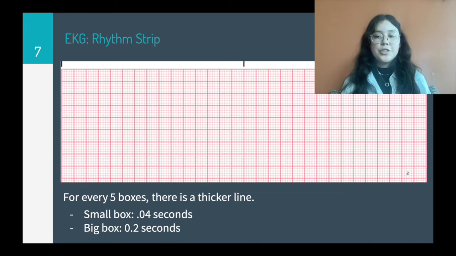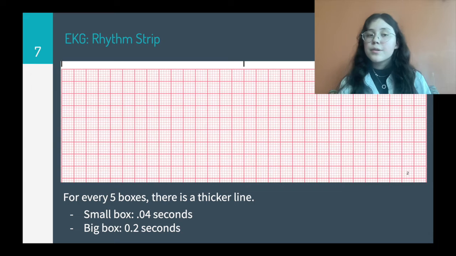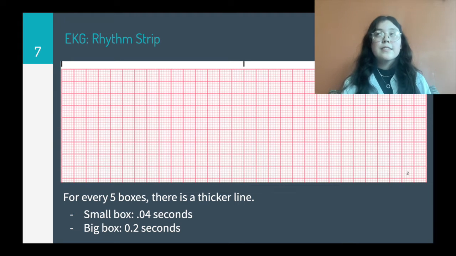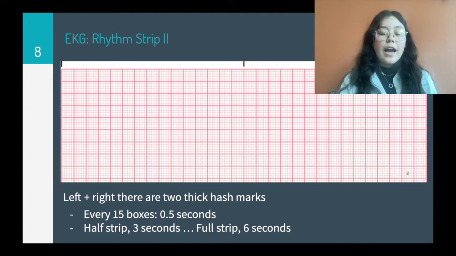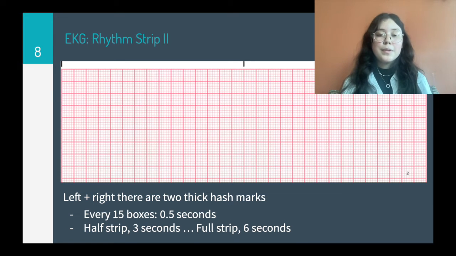Now notice how an EKG strip is composed of small and big boxes and hash marks, and each small box is 0.04 seconds, and each big box is composed of 5 small boxes, meaning that each big box is 0.2 seconds. Now if you look at the top side of the strip, we have hash marks, which are 3 seconds apart, meaning that the whole strip itself is 6 seconds. This is what the average EKG strip reads for.